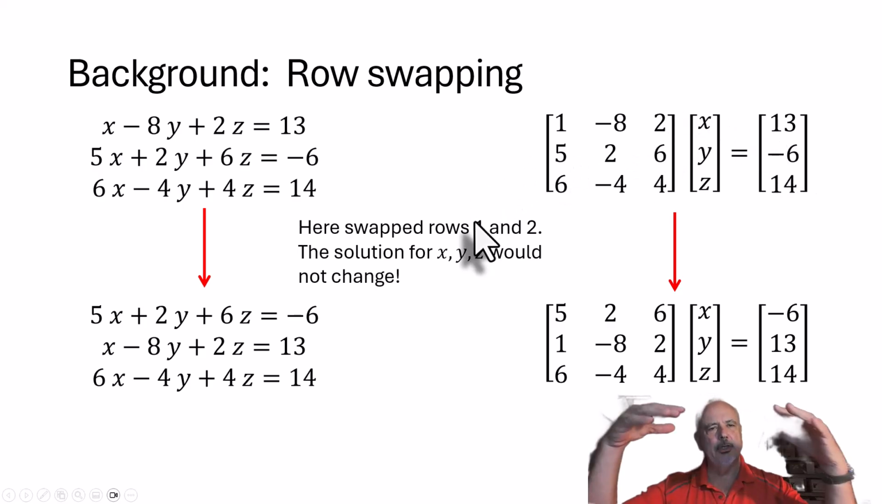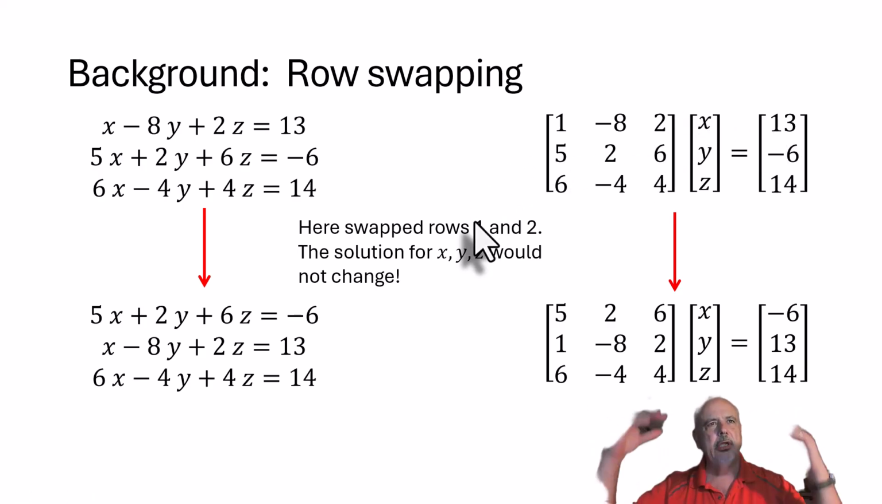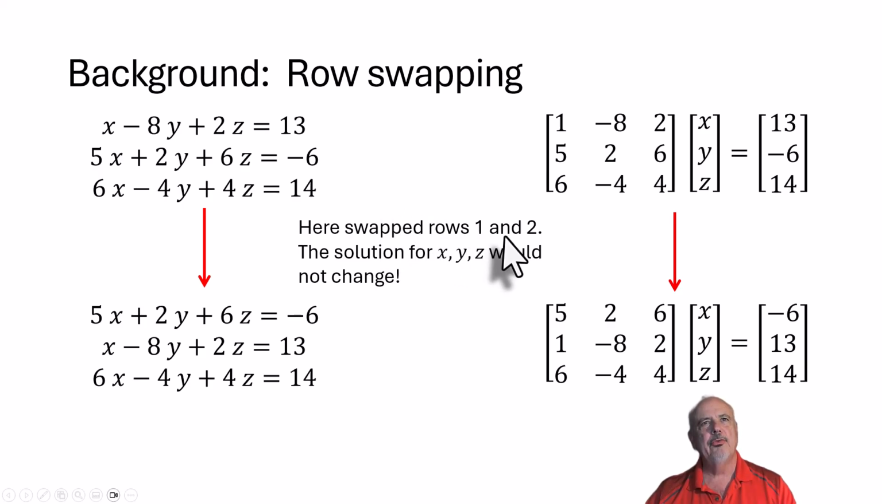And what I want to try to show you is a progression of looking at row swapping. In this example, I'm going to swap rows 1 and 2. So if I take the middle row and write that first, that's what I've got. And then I take the first row and write that second. And the third row stays the same.